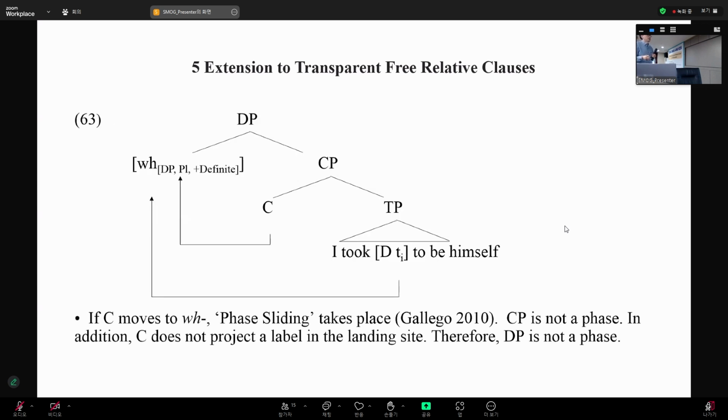I propose that C moves to WH, and if C moves to WH, then phase sliding takes place. So this CP is not a phase any longer if C moves to here. And notice that in here, it is WH that produces a label. So it is a DP, not a CP, and in this case so-called phase hiding takes place. Even though C is the head of a phase, this is not a phase in here, and if C moves in here and it cannot project a label, then the whole construction cannot be a phase. So TP is not a phase, CP is not a phase, and DP is not a phase. That's why himself can take an antecedent outside of this clause.